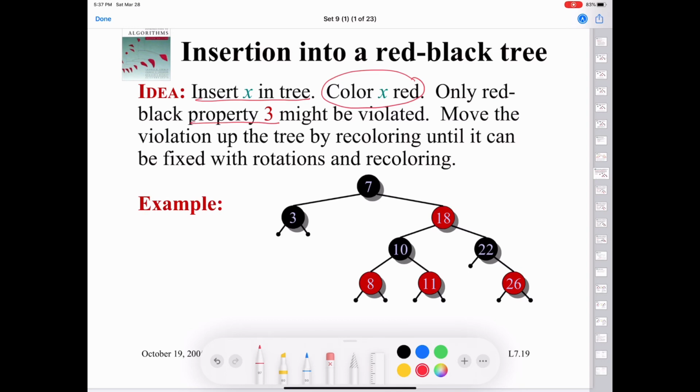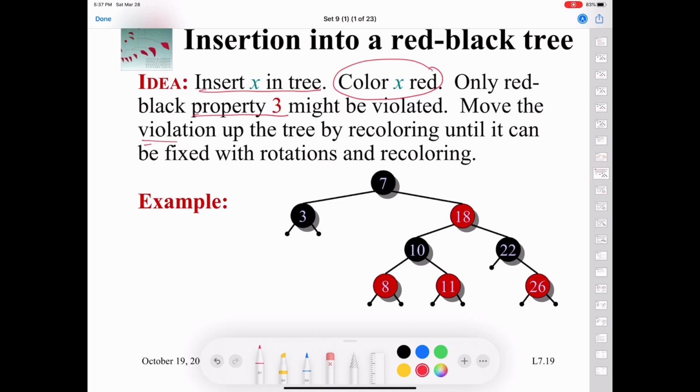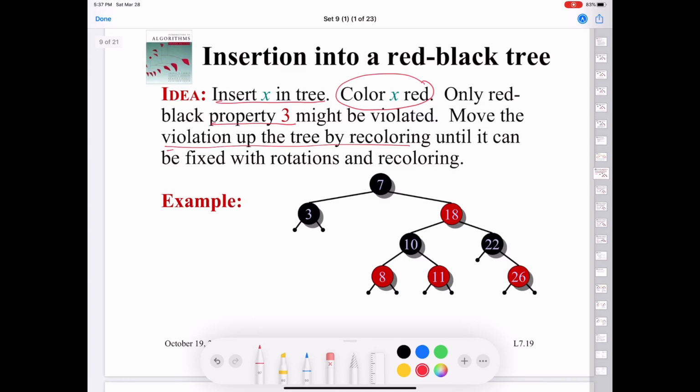So how are we going to fix this? The idea is you will move the violation up the tree, and you will keep doing it until everything is fixed. So that is the main idea here. So let's look at it.